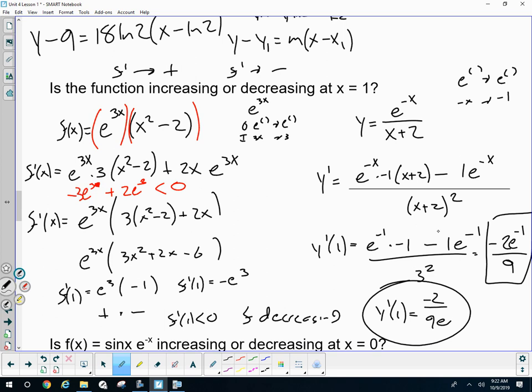We could have factored out the e to the negative x. E to the negative first is a positive. It is very important to know that this is a positive number, so if you did factor it out, we see y prime of 1 is negative, so I know that this function is decreasing as well.